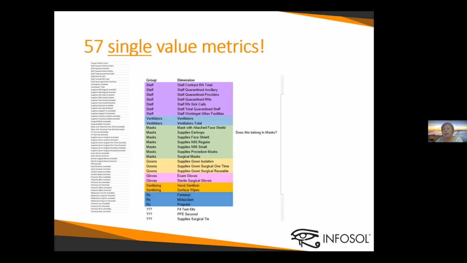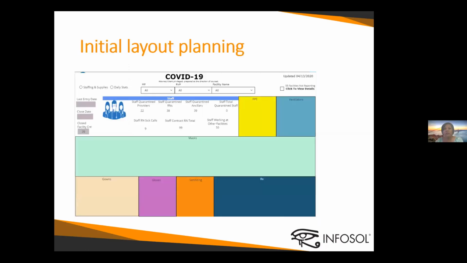And once I knew how many groups I had and how many metrics were within each group, which ones were the big ones, which ones were the small ones, then I made a first attempt at a layout. And this was my first initial planning. So it looks very ugly, and let me explain the reasoning behind that. So I started off with just creating these blocks, and they were just blocks of colors, just so I could get a layout going in here.